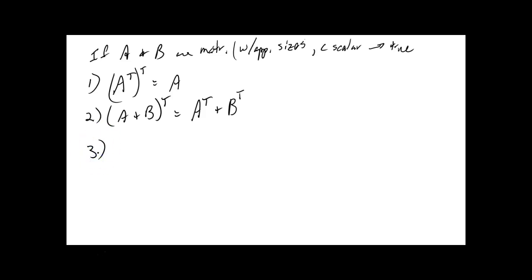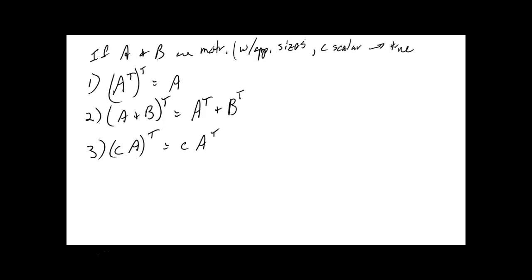Now, here's number 3. Okay? Now, this only works with scalars. C, A, that is a matrix. A is a matrix, C is a scalar. CA is a matrix with every element in A multiplied by the common C. And if you take that and transpose it, okay, that's exactly the same thing as C times A transpose. All right. Okay. C times A transpose.